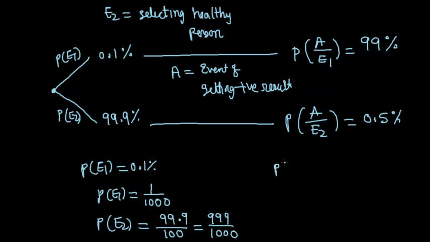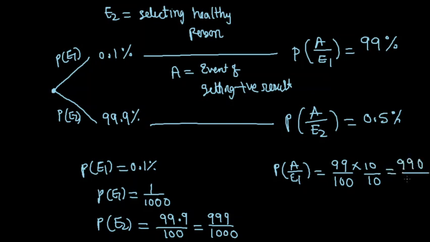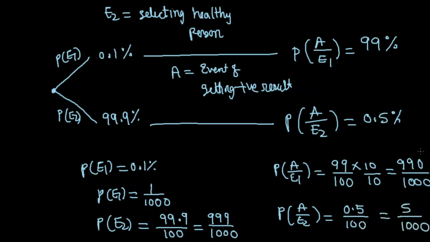And next, P of A by E1 is equal to 99%. If I remove the percentage I get 100, but I need the denominator 1000, so I multiply and divide by 10. So 990 divided by 1000. Next, P of A by E2 is equal to 0.5%. If I remove the percentage I get 100, and if I remove the decimal I get 5 by 1000. Okay, so I got P of A by E1 and P of A by E2.